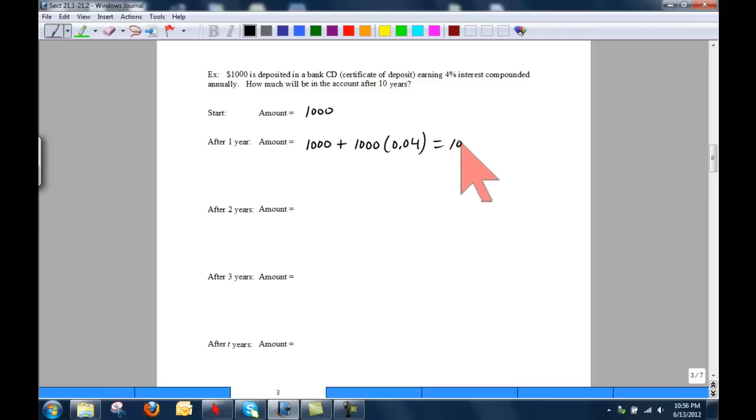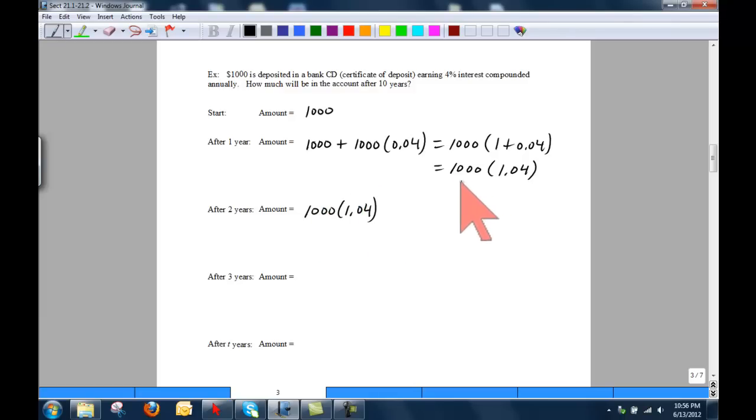Just as we did before, I'm going to factor the $1,000 out. So you get 1 plus 0.04, and I'm going to rewrite this as, well, 1 plus 0.04 is 1.04, like this. Alright, after the second year, what's going on? Well, I have this amount that I had after the first year.